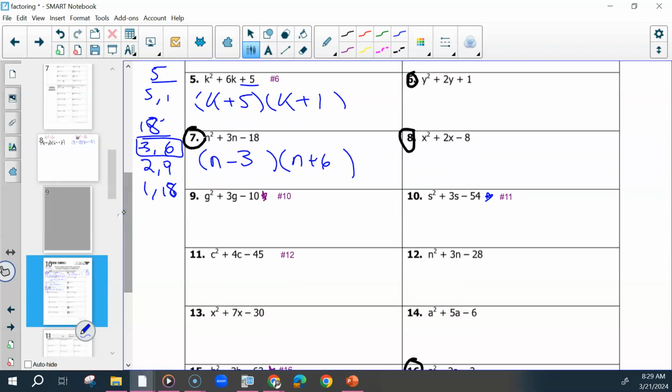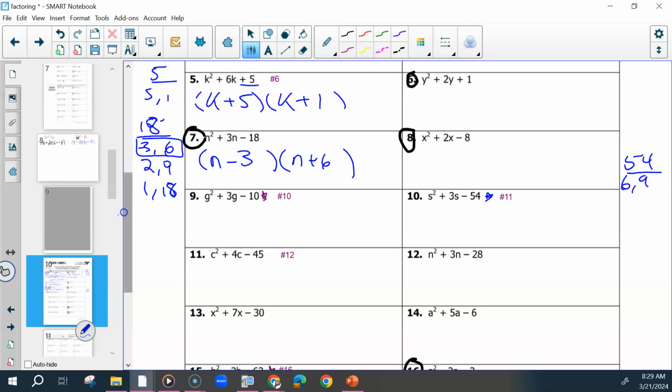Let's do another one. Let's do 10, and then I'll let you guys choose any others, and then we'll go on to the next type. In number 10, let's find factors of 54. You're going to have to use your calculator, start dividing by 2, by 3, 6 and 9.